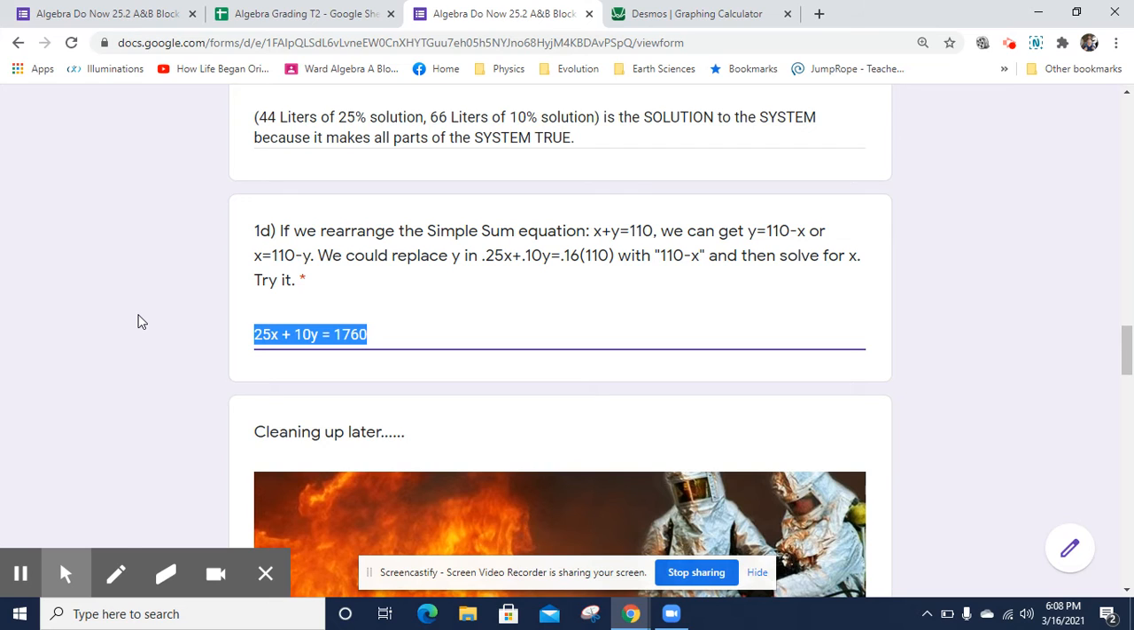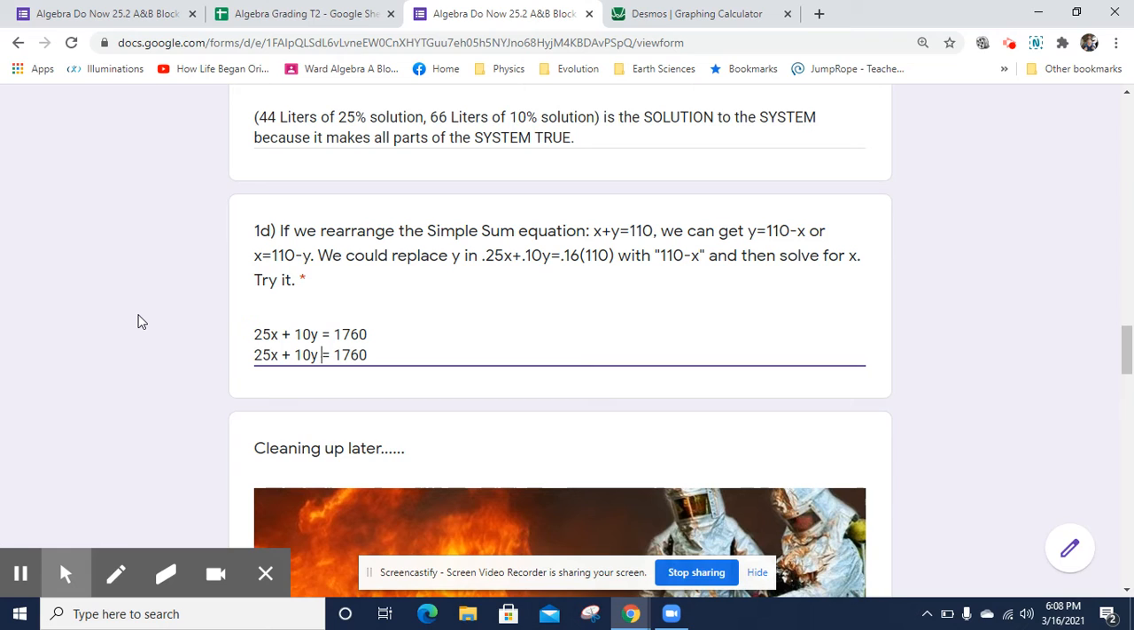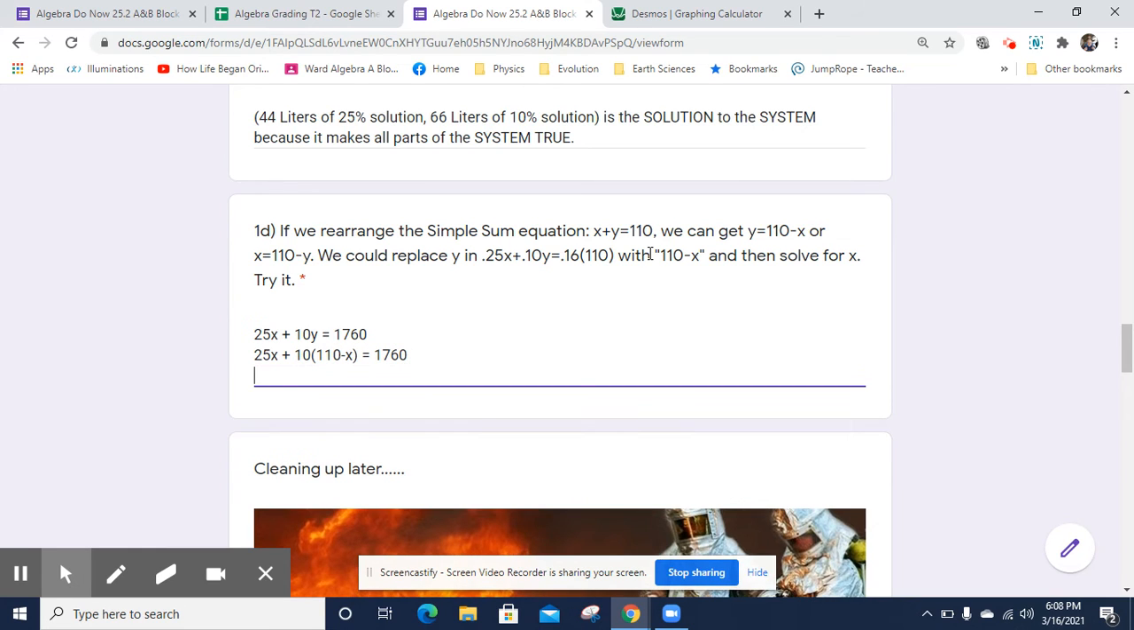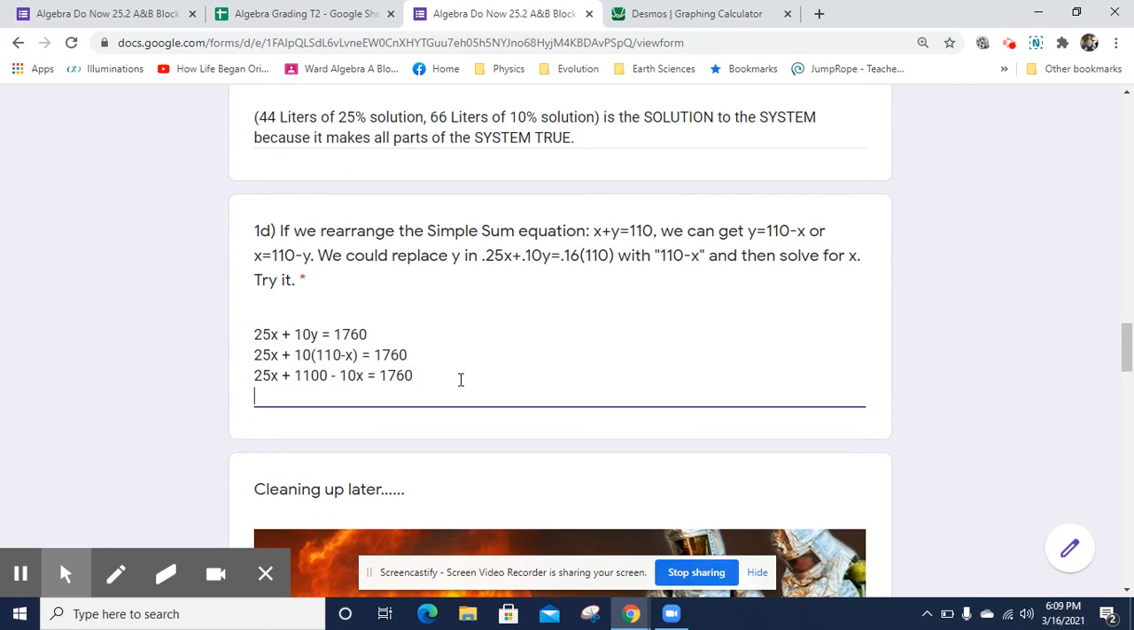I'm going to copy paste that, and I'm going to replace y with 110 minus x. And now I'm going to start solving that. So that'll be 25x plus 110 times 10, which is 1,100, minus 10x equals 1,760. Now I combine like terms. 25x minus 10x will be 15x, plus 1,100 equals 1,760.